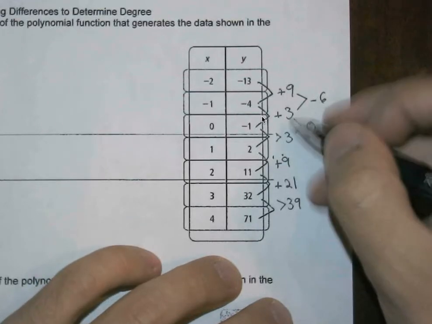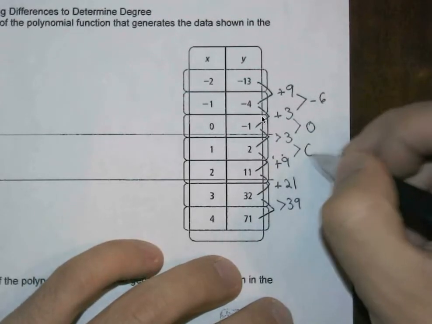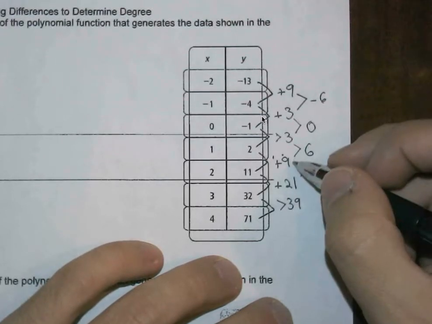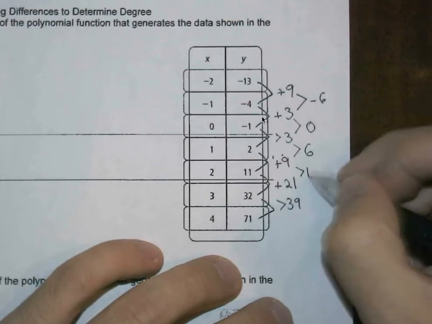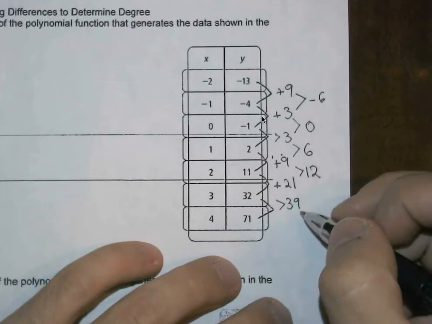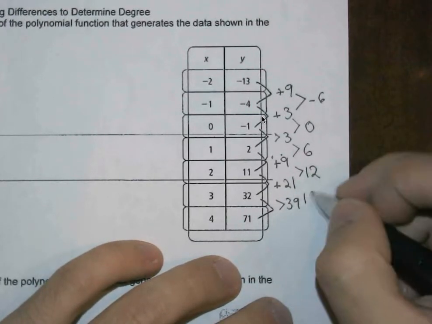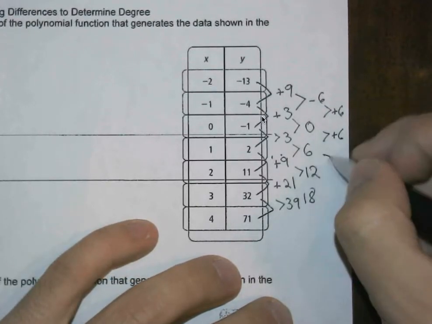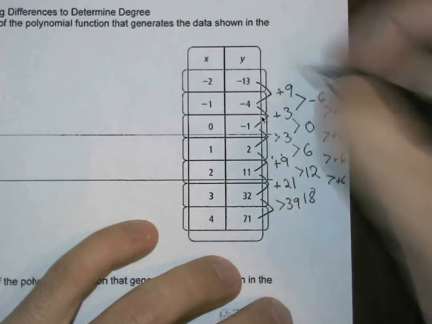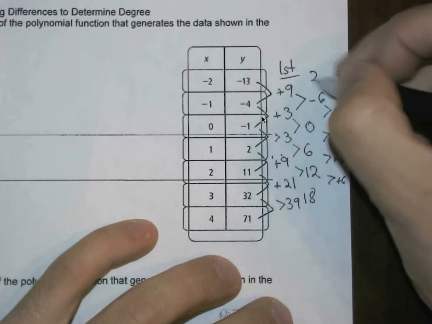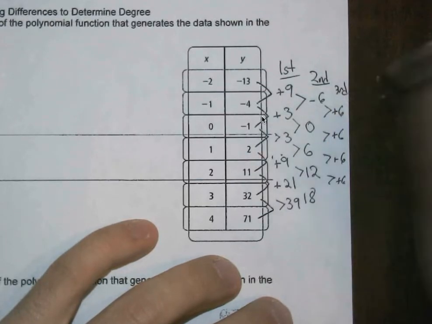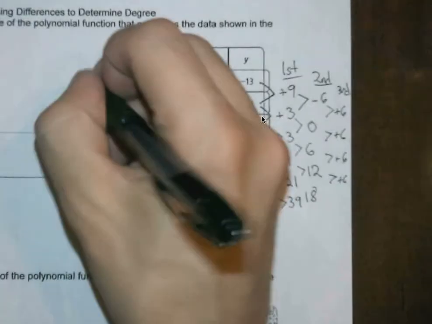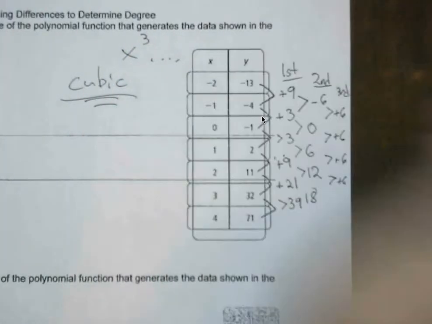So measuring differences here, this would be 6. This would be a change of 9 to 21, so this would be 12. 21 to 39, this would be a change of 18. We then see the change here of plus 6, plus 6, plus 6, and plus 6. So this was the first difference, the second, and the third. So since this is the third difference, we would say that this is cubic. So this could be some term like x cubed and whatever else comes after that.